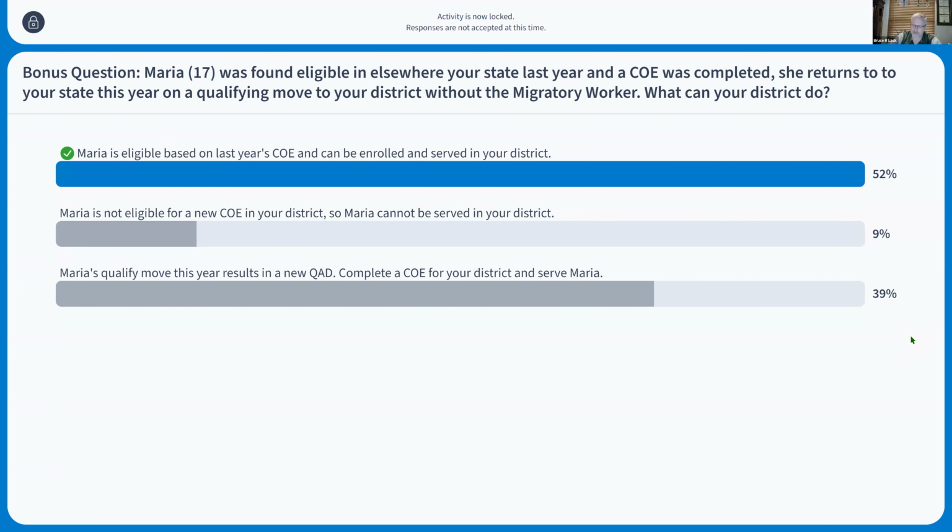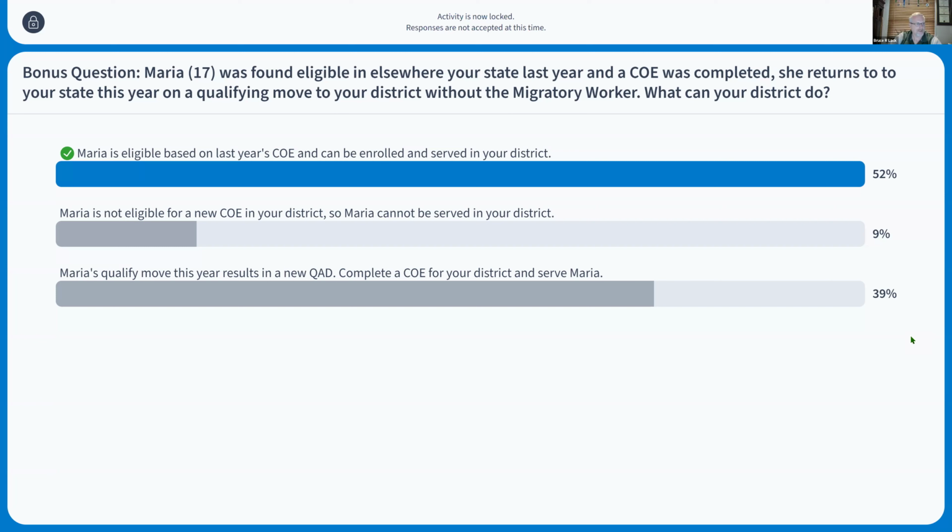And it's a good opportunity to share those kinds of thoughts with your state if they do something different, for them to consider it, not saying that it's right or wrong. Saying that Maria is not eligible for new CWE in your district, so she cannot be served, is kind of the opposite of number one. I've had instances where I've heard of that. That's just not how we do things in Michigan. We find them eligible as a state.